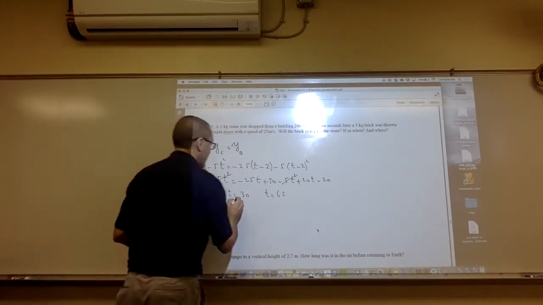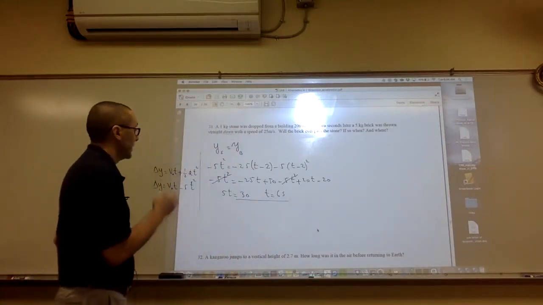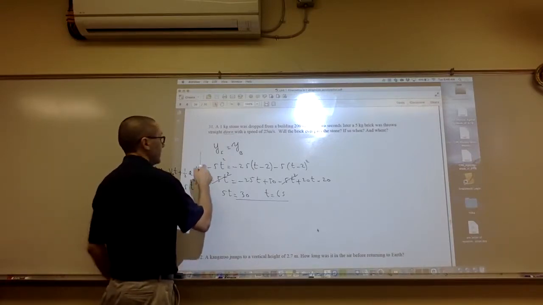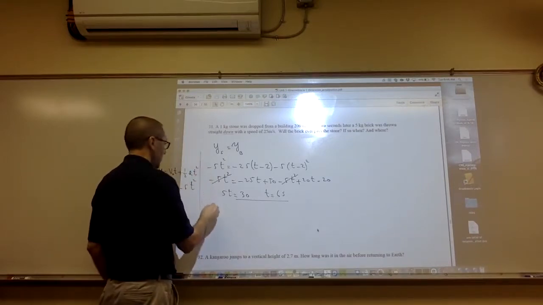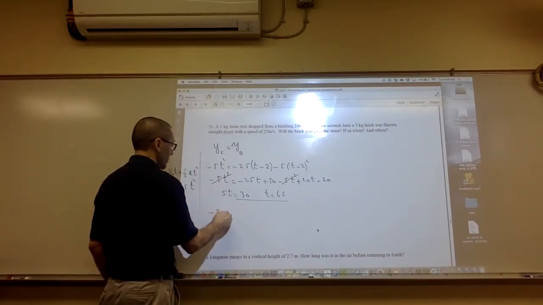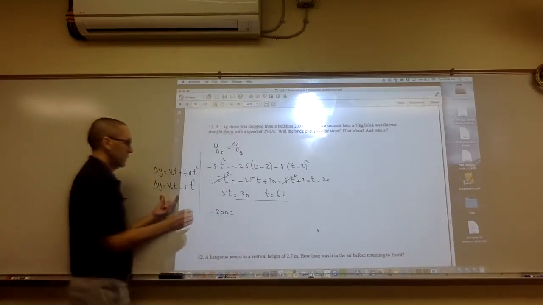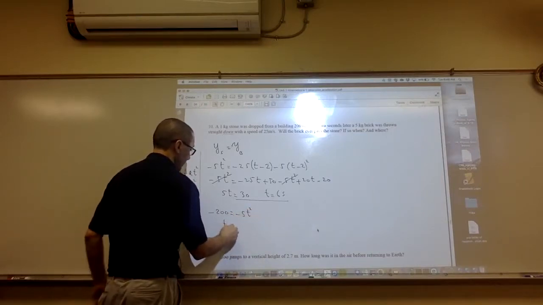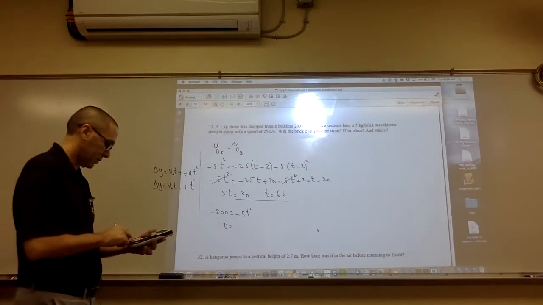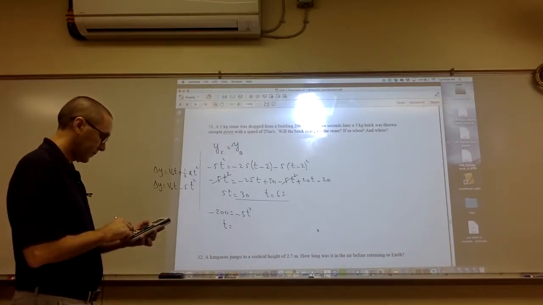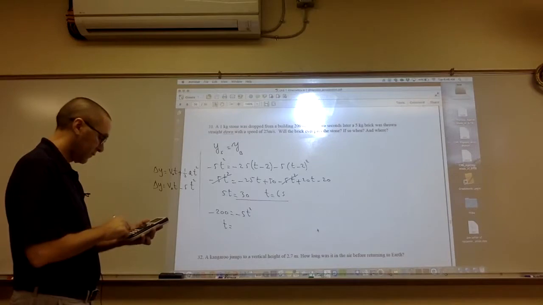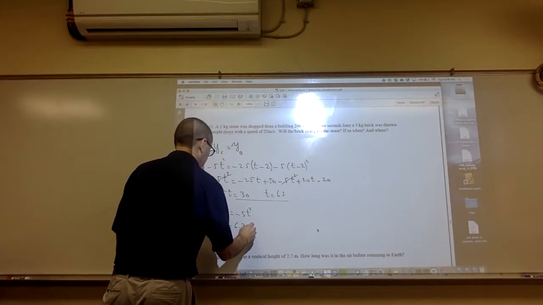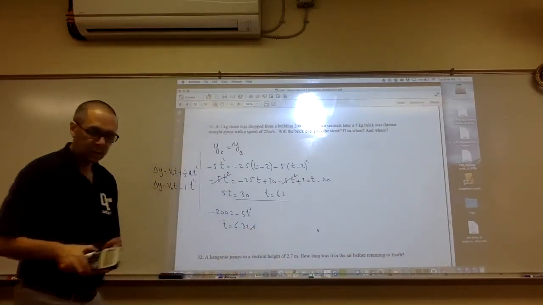Now, let's figure out how long it's going to take each one of them to get to the ground. For the stone to hit the ground, it's going to be negative 200, using this equation again, equals negative 5t squared. So t is going to be the square root of 40, which looks like 6.324 seconds.